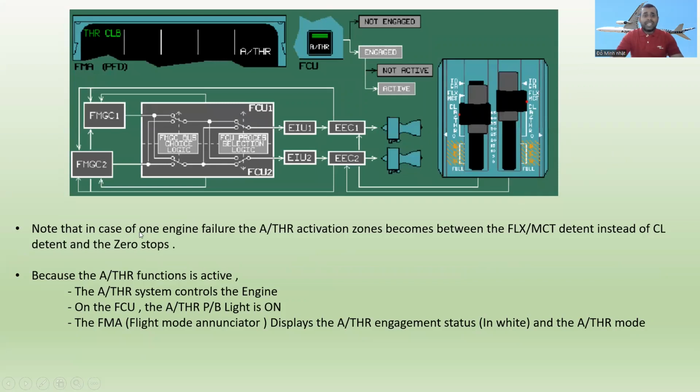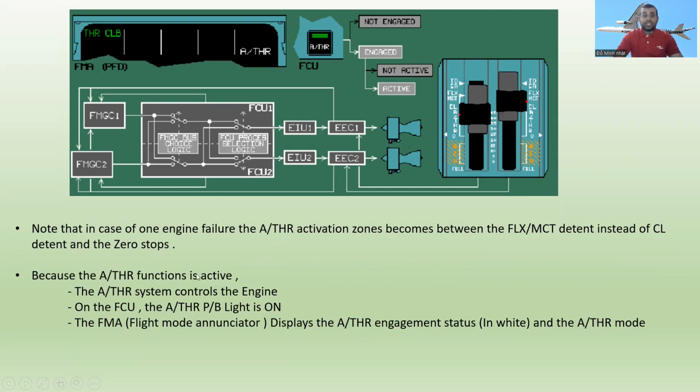Note that in case of one engine failure, the autothrust activation zones become between the FLX MCT detent instead of the CL detent and the zero stop. Remember this one.